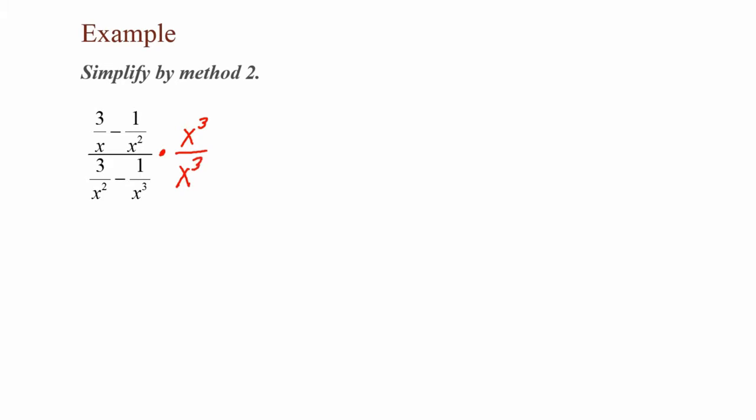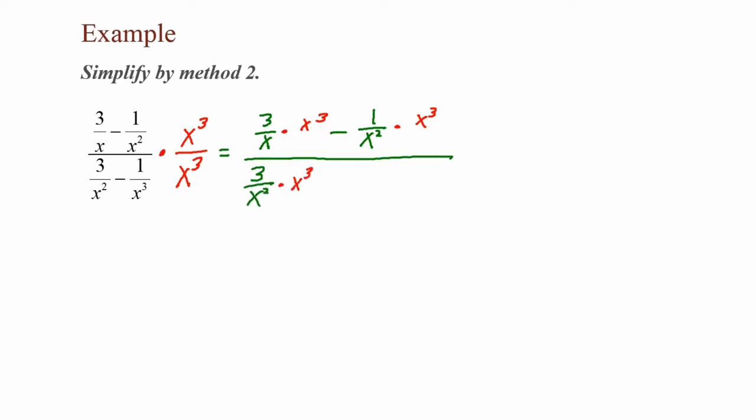So what that will give us is 3 over x times x to the third minus 1 over x squared times x to the third all over 3 over x squared times x to the third minus 1 over x to the third times x to the third. If it helps you with reducing, you can write all of your x to the thirds over 1, making them each a fraction.